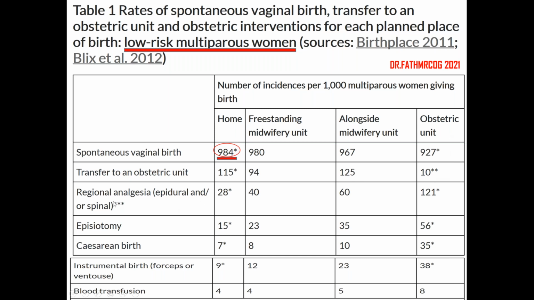And what about the use of regional analgesia, like epidural and spinal anesthesia? Here at home it is very low, and it is higher in obstetric units. And there are other interventions, which we said before are high in obstetric units, such as episiotomy, cesarean birth, and instrumental vaginal delivery. This is about the rate of spontaneous vaginal birth in the case of low-risk multiparous women.